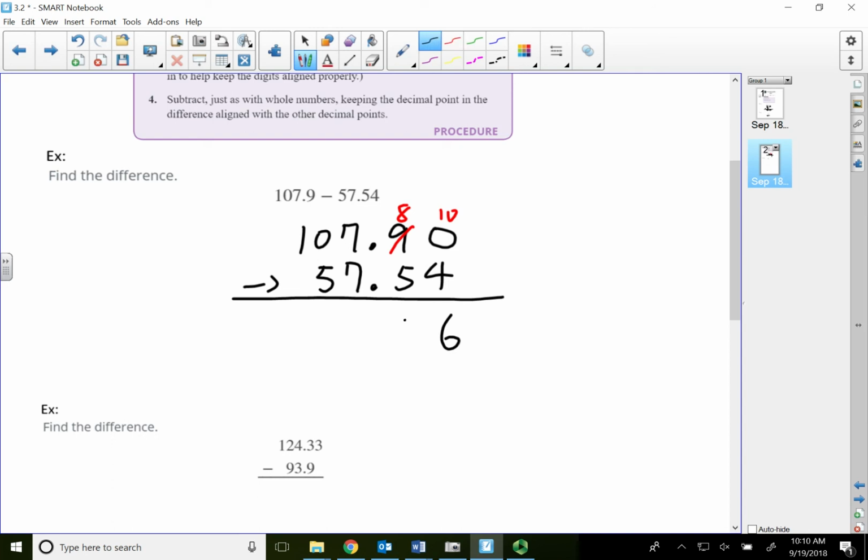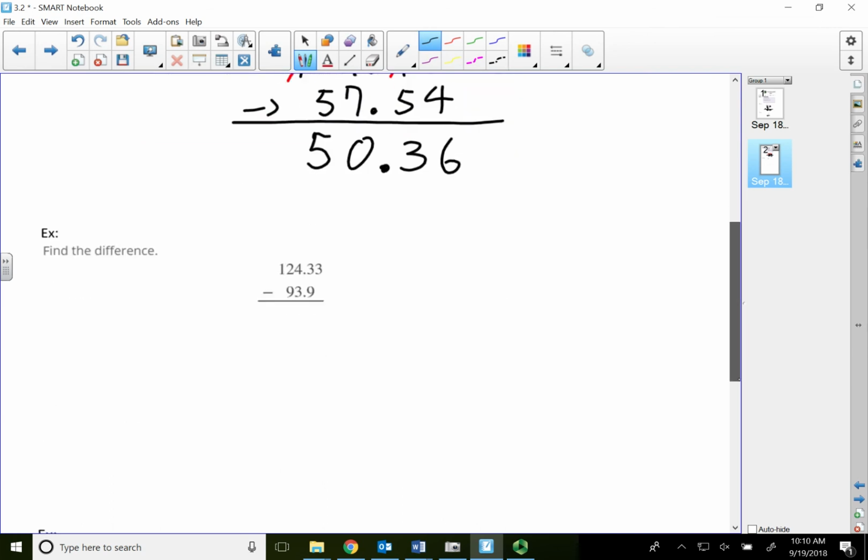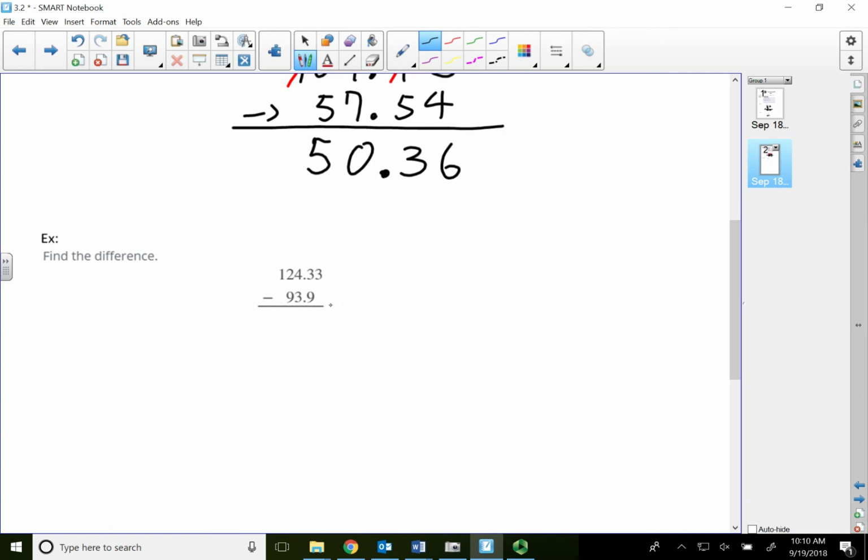8 minus 5 is 3. The decimal point stays. 7 minus 7 is 0. This 0 cannot subtract 5, so it has to borrow from the 1. When it borrows, it's 10. So 10 minus 5 is 5. So my answer is 50.36.